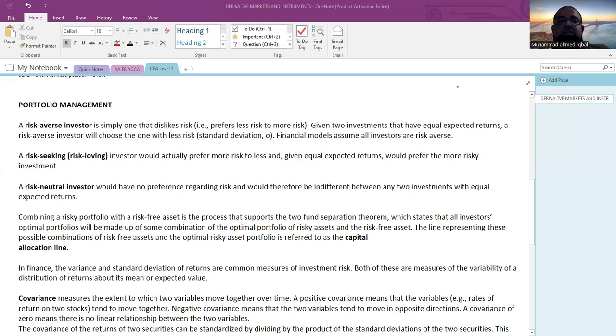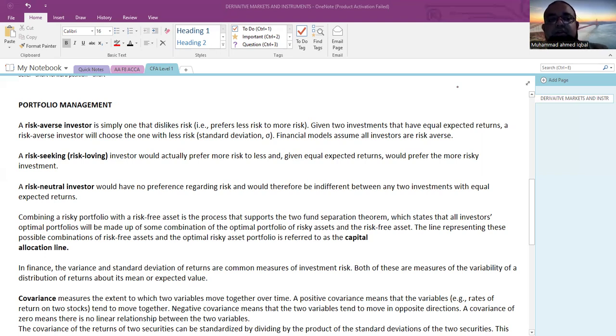Some investors are risk averse, some are risk seeking, some are risk neutral. The risk averse investors, they don't go for risky assets. If there are two asset categories offering the same return, but one is risky and the other is less risky, they will go for less risky investments. Risk seeking investors go for high risk asset classes like equities, alternative investments, commodities, and other investment classes which have high risk.